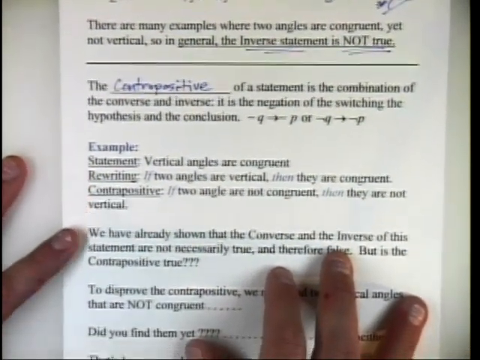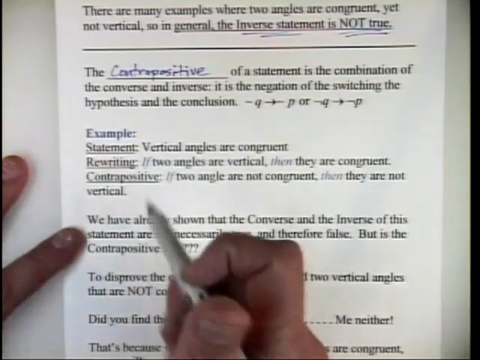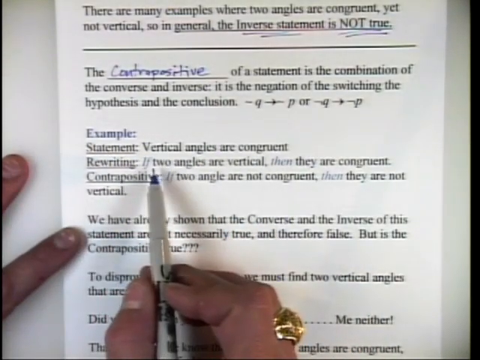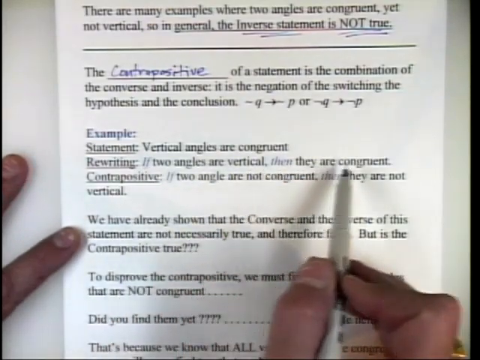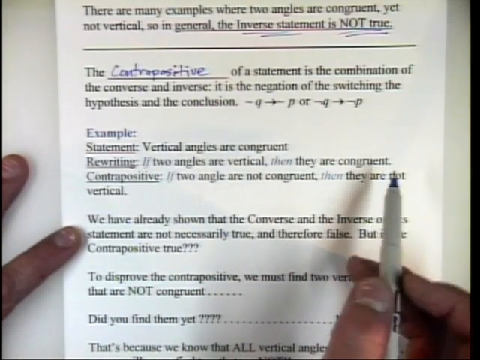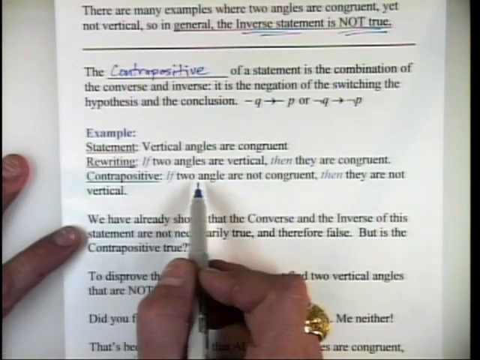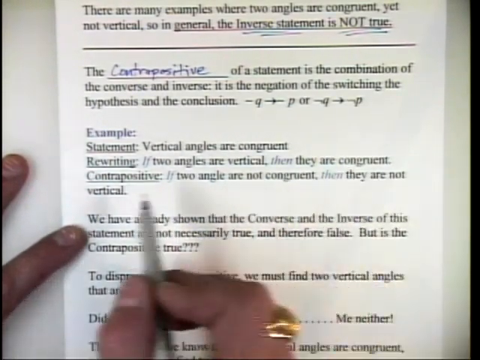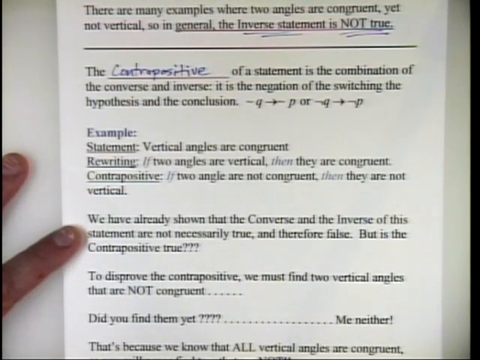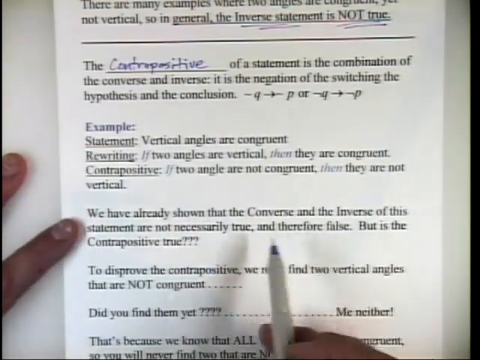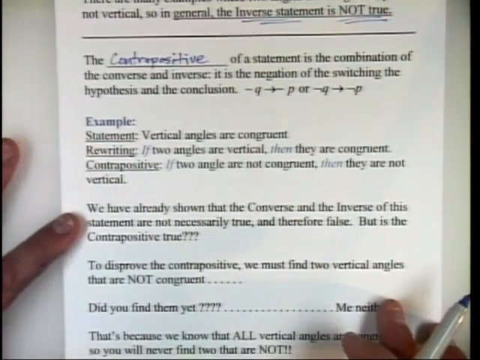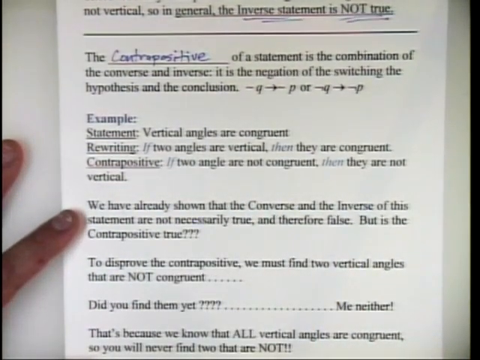Let's look at that with another example here. Actually, the same one as before. Looking at the same statement, vertical angles are congruent. And again, rewriting it, if two angles are vertical, then they are congruent. The contrapositive would say if two angles are not congruent, then they are not vertical. Now, we've already shown that the converse and the inverse of this statement are not necessarily true, and therefore false. But what about the contrapositive?